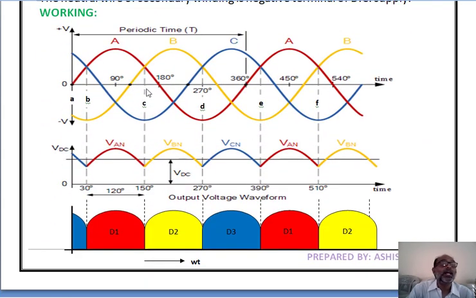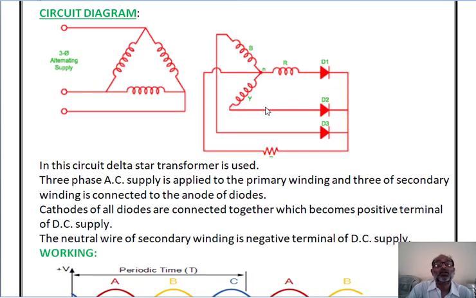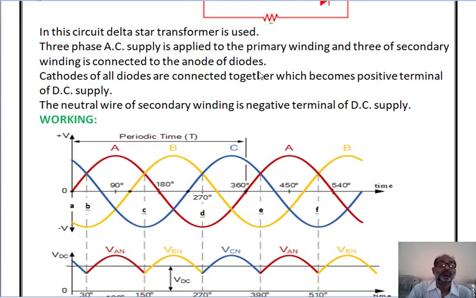Now here at point C you can see the voltage of this B phase or this C phase is negative, but the voltage of this Y phase or B phase is positive with respect to the voltage of R phase or A phase. So as a result, the diode D2 conducts, and the current flows from Y terminal to D2 to RL, then N terminal.